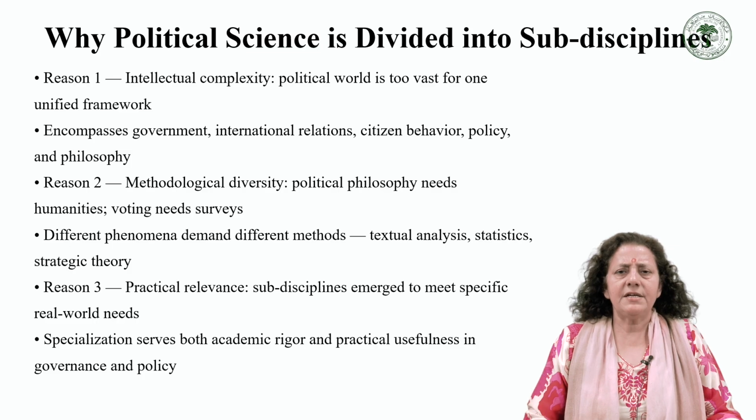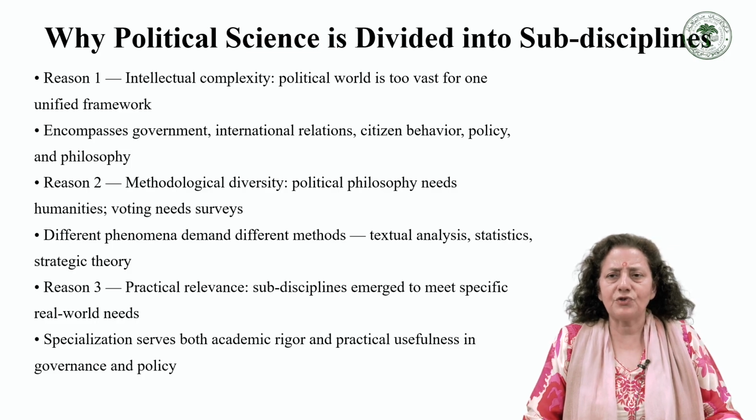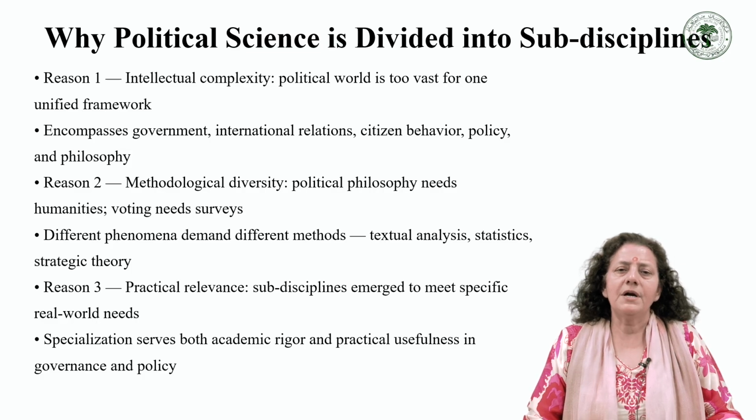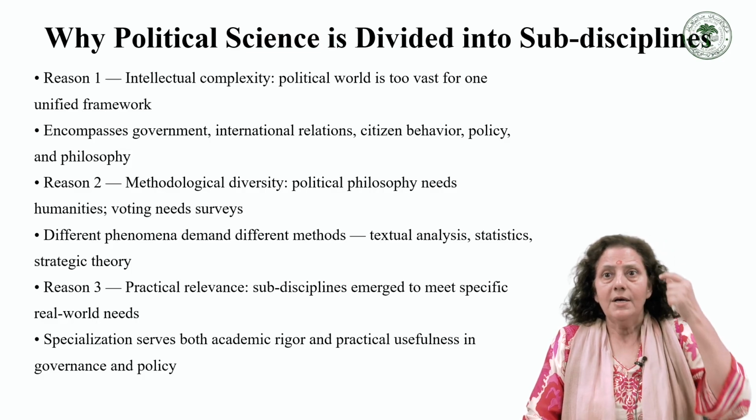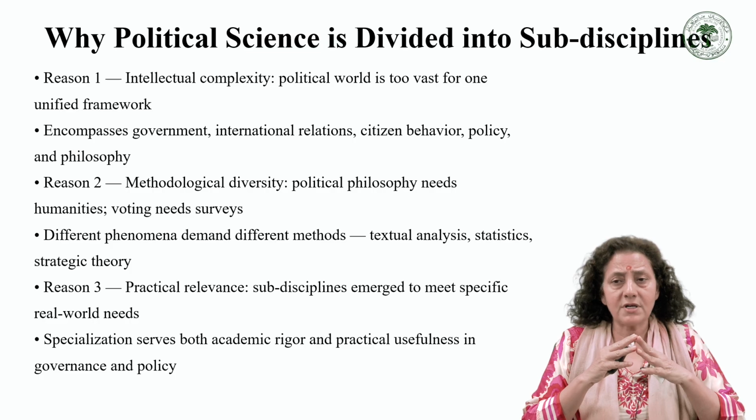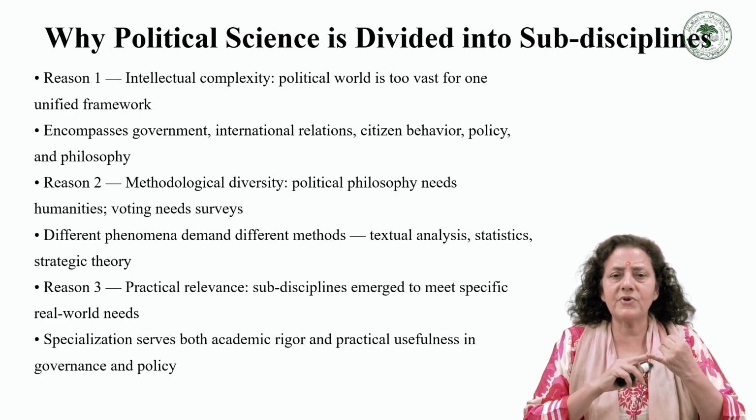We earlier studied the scope of political science in lecture 3, how it expanded from a narrow focus on the state to a broad engagement with behavior, system, culture, and global affairs. This expansion of the scope is precisely what makes the division into subdisciplines necessary and natural. Political science is divided into subdisciplines for several important reasons. The first reason is intellectual complexity.